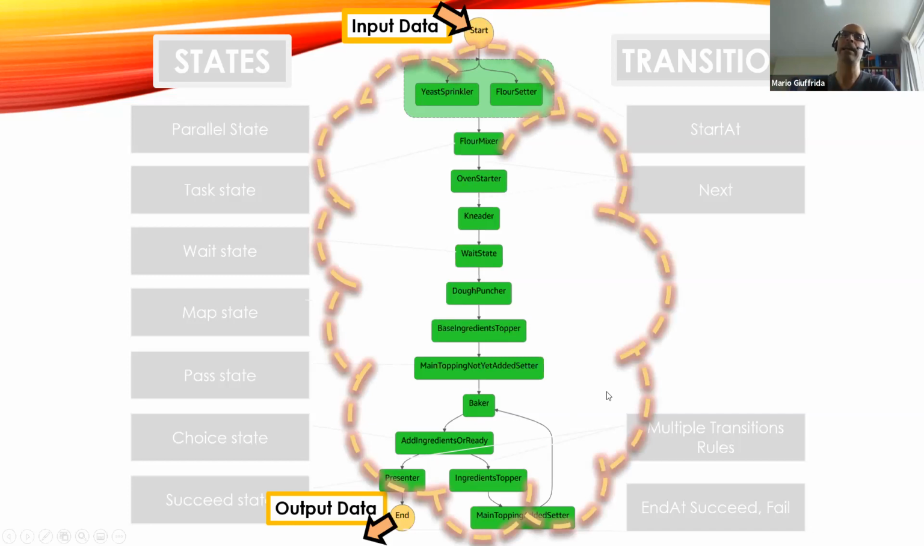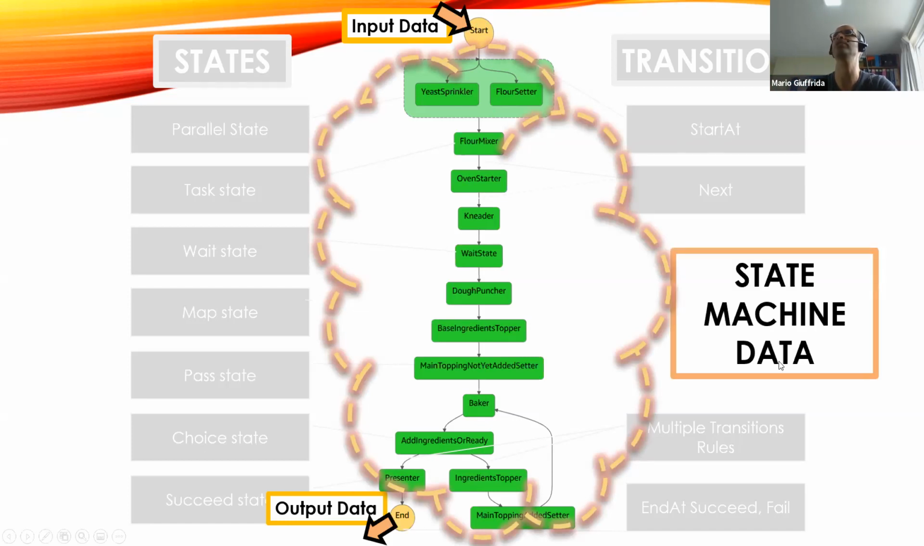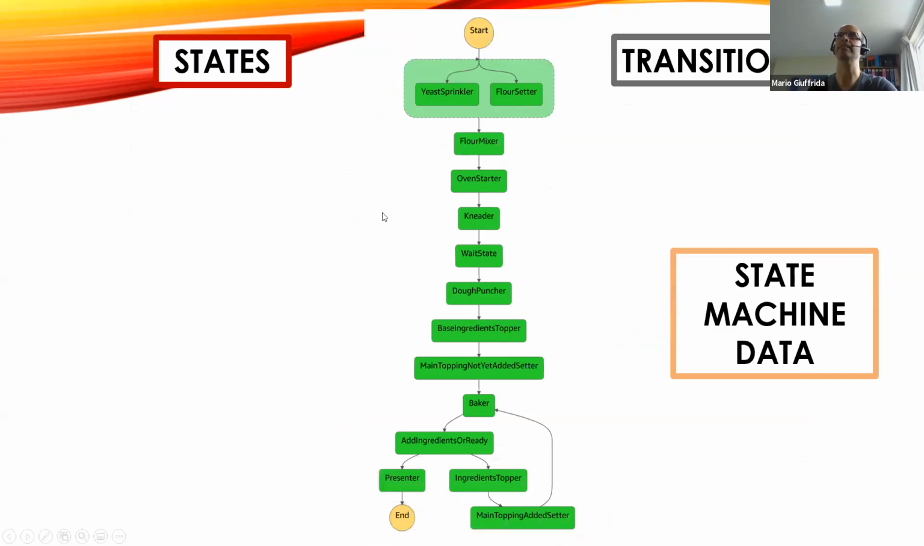This very last part of configuration of the state machine is called state machine data. So we have seen that to define a step function, we need those three things. We need a definition of the state, a definition of the transition between the states, and a definition of the state machine data.